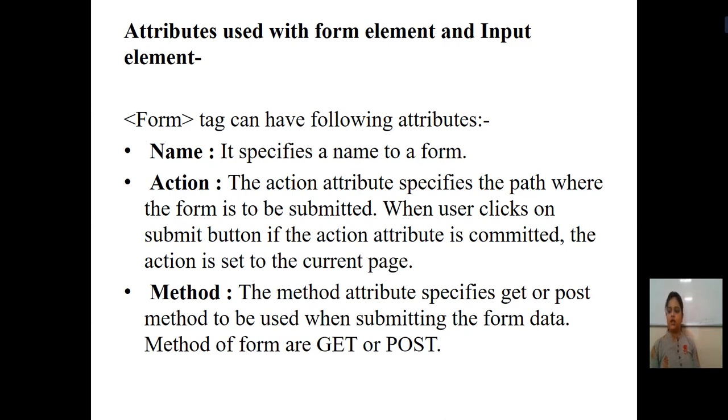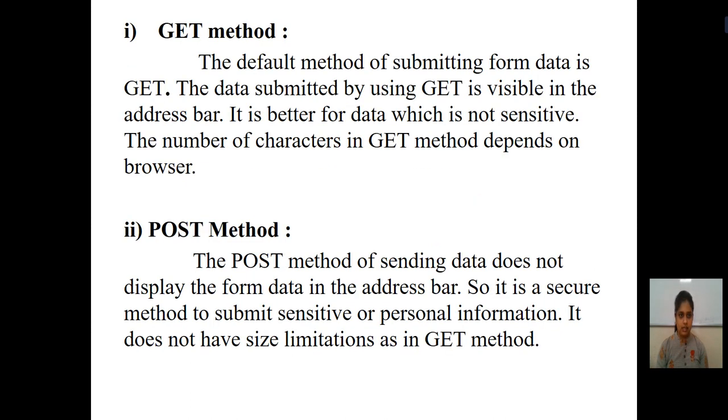So these are the 3 types of attributes which are used in your form element. Now next is, in detail, what is meant by the get method and the post method. Now student, what is the get method? The default method of submitting the form data is get. The data submitted by using get is visible in the address bar. It is better for data which is not sensitive. The number of characters in get methods depends upon the browser.